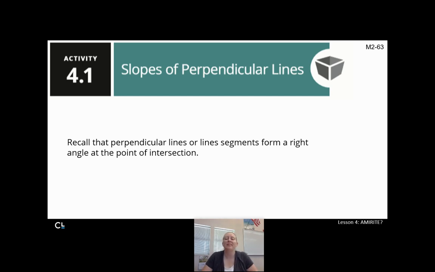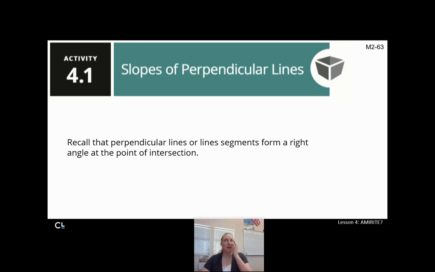Hello, Integrated Math 1. Welcome to Module 2, Topic 1, Lesson 4. We're doing the first half of this lesson today. We'll do the other half of this lesson next time. So we're going to focus on activities 4.1 and 4.2 for the time being.